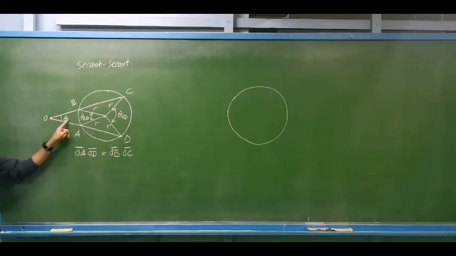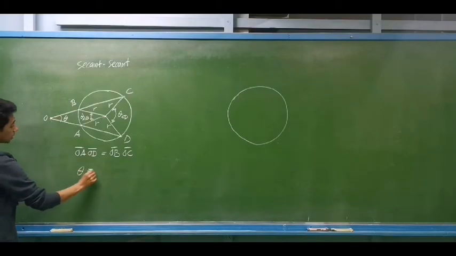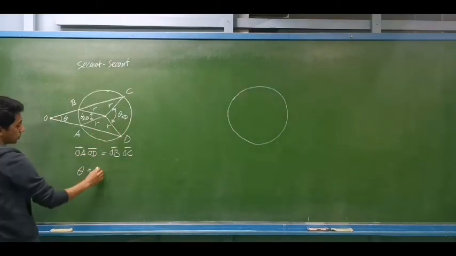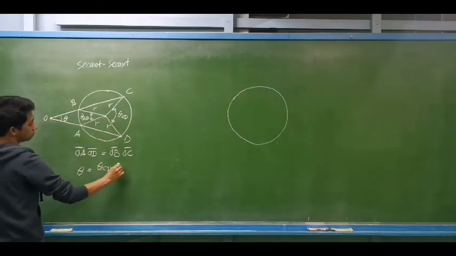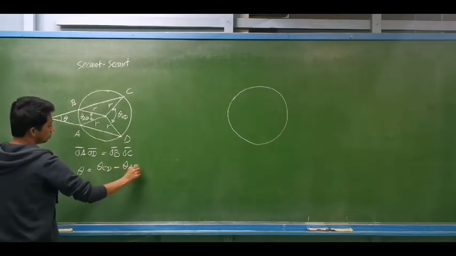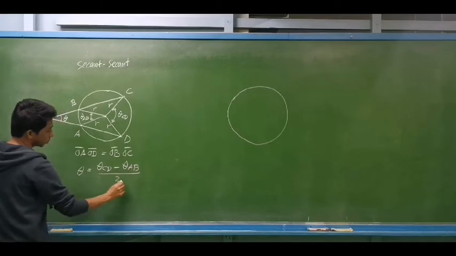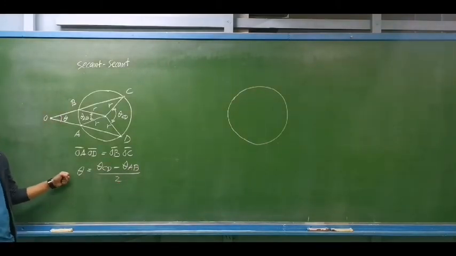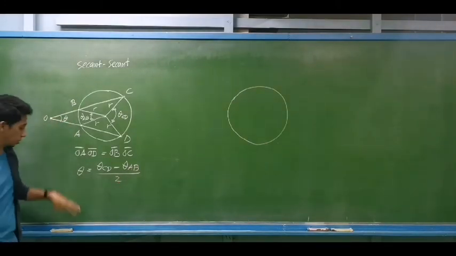Paano natin kukunin yung angle na to? Yung angle between the two secants. That is theta. We have yung theta sa likod. This is theta CD minus yung theta dito. That is theta AB, all over 2. So that's the angle between the two secants. So that's the secant theorem.